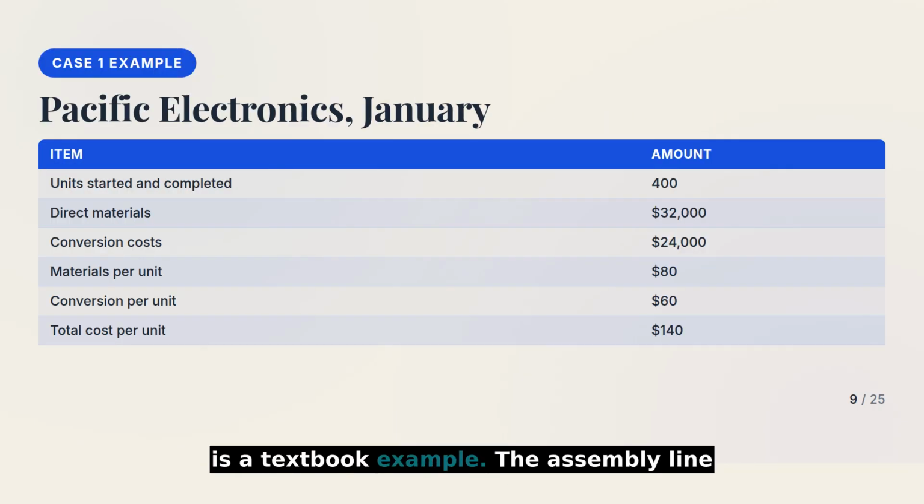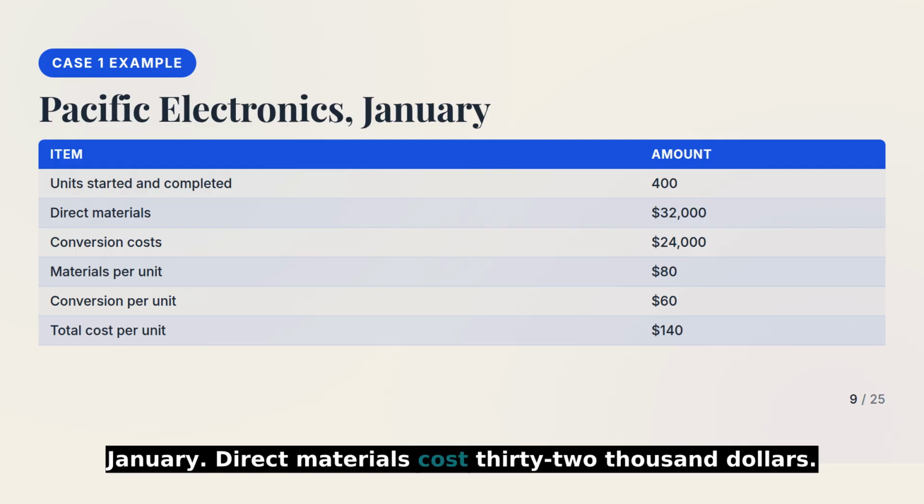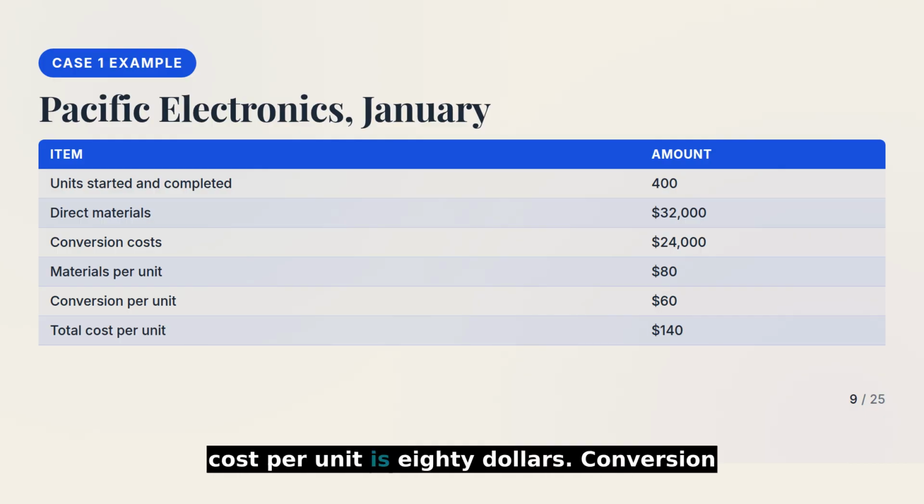Here is a textbook example. The assembly line starts and finishes 400 units in January. Direct materials cost $32,000. Conversion costs, which include labor, energy, and depreciation, total $24,000. Direct material cost per unit is $80. Conversion cost per unit is $60. Total cost per unit is $140.